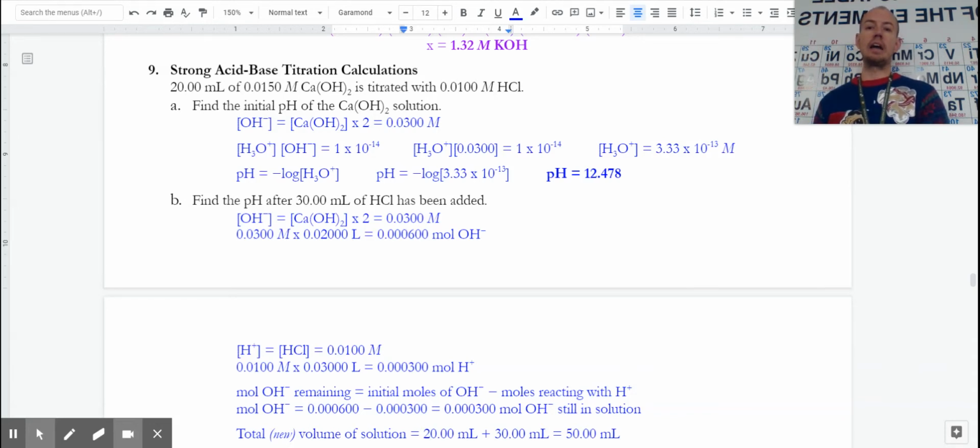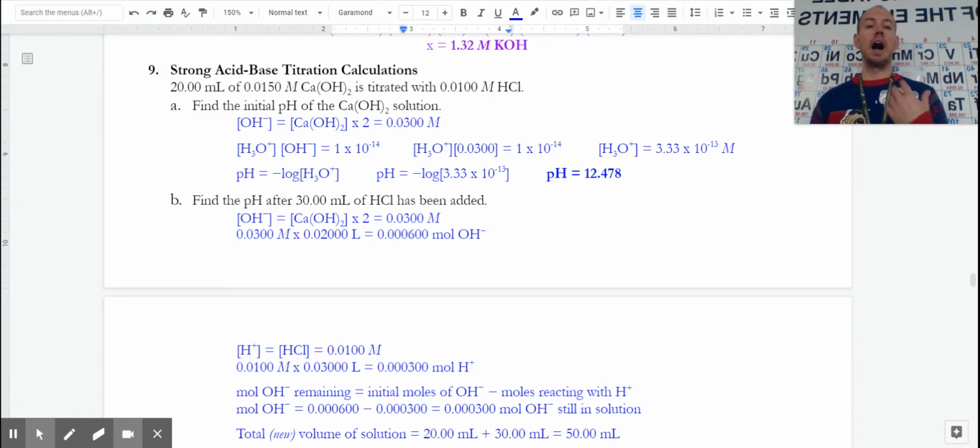So here it asks, what's just the initial pH? That's a great, easy question. We've got a strong base in solution. What's the pH? It is important to remember that for calcium hydroxide, there are 2 hydroxides per formula. So that 0.015 gets multiplied by 2, and it becomes 0.03 molar.